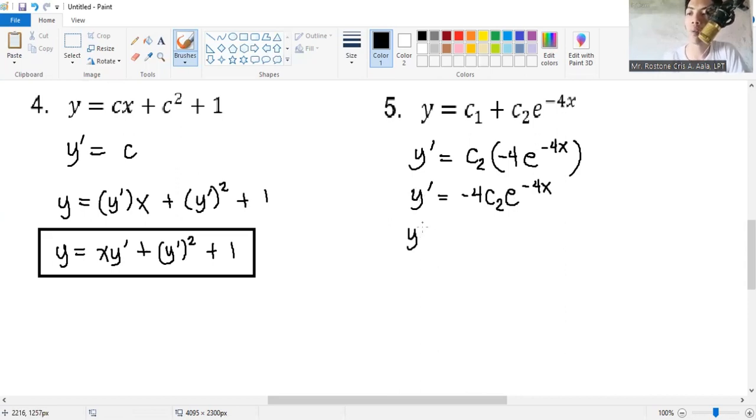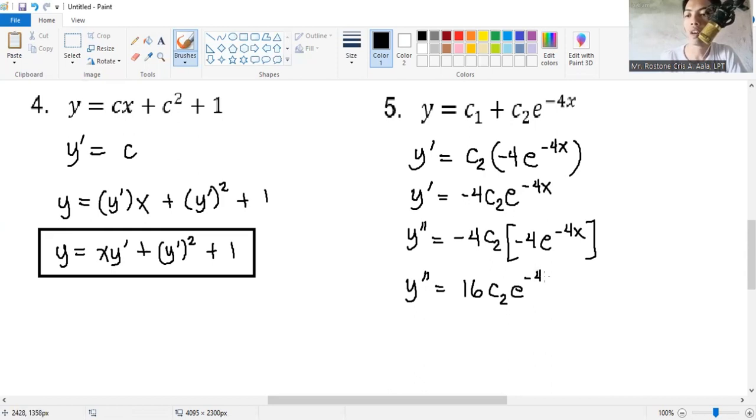We have y double prime is equal to, ilalabas natin yung constant na negative 4 c sub 2. We have negative 4 c sub 2, then get the derivative of e raised to the negative 4x, and that is negative 4 e raised to negative 4x. Then y double prime is equal to positive 16 c sub 2 e raised to negative 4x.